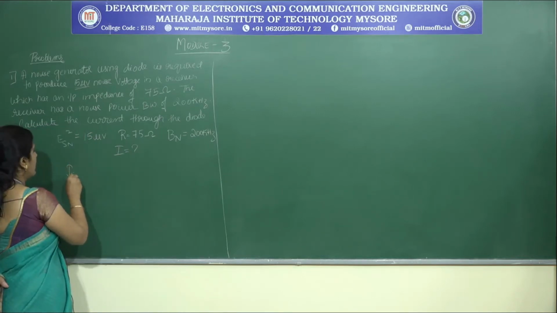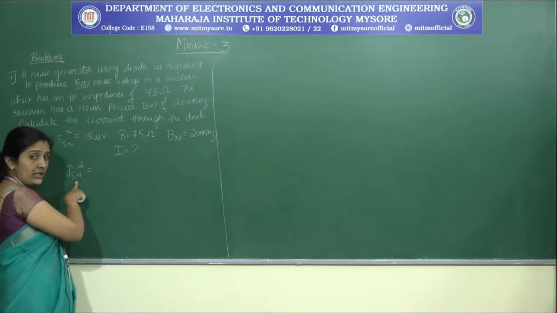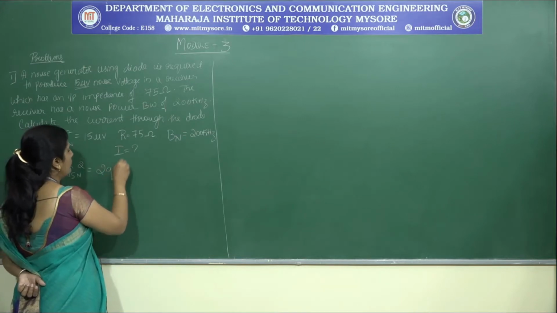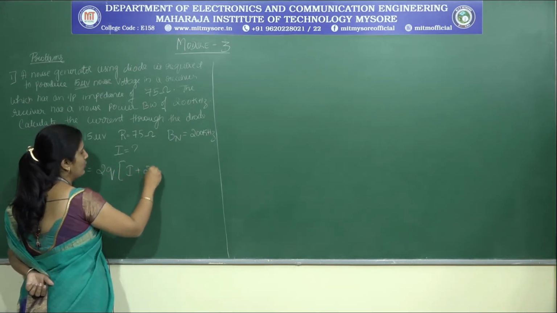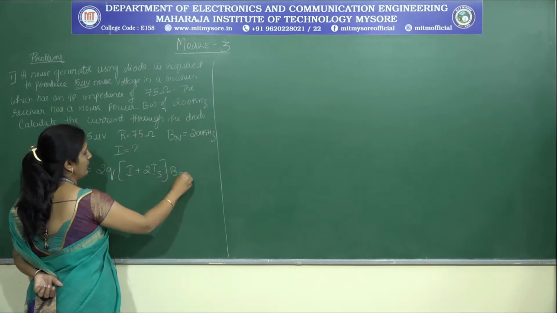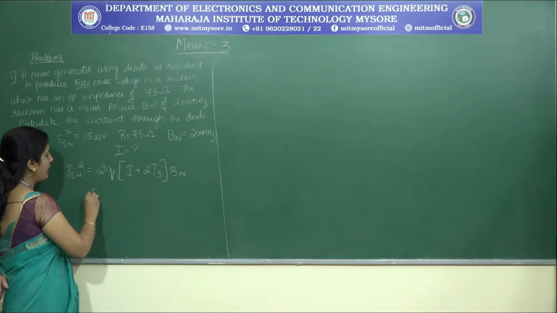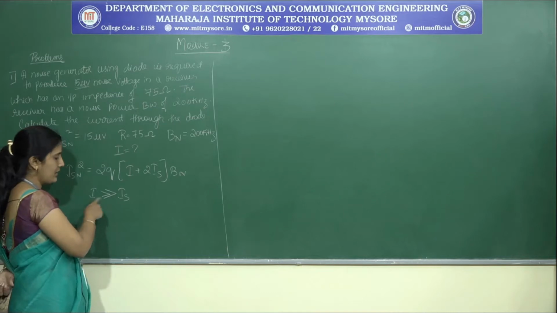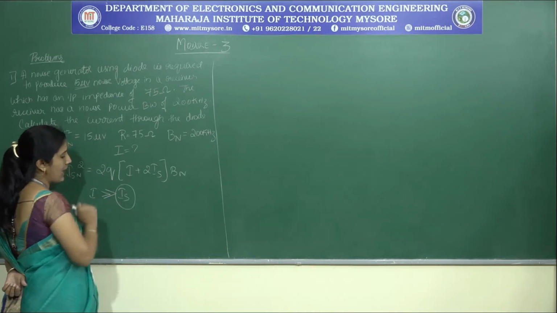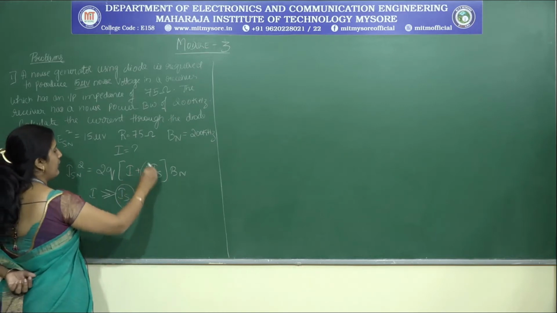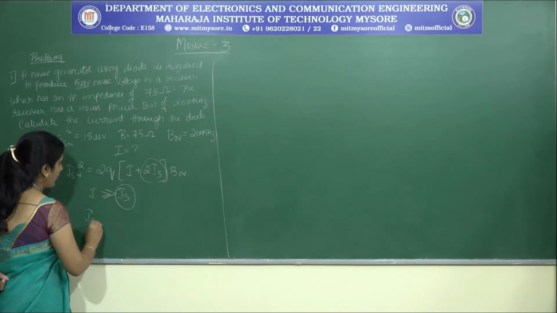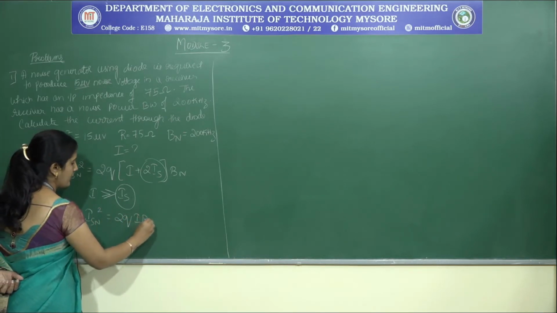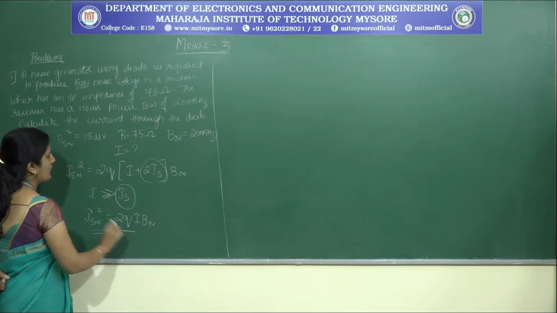The equation for this, ISN square is equal to, this is the current equation we have written for the diode: ISN square is equal to 2Q into I plus 2IS into Bn. So this is the equation for current. When the current I is greater than IS, we can neglect the IS term here. If we neglect this, we are left with the equation ISN square is equal to 2 into Q into I Bn. So keeping this equation, let us see how to solve.